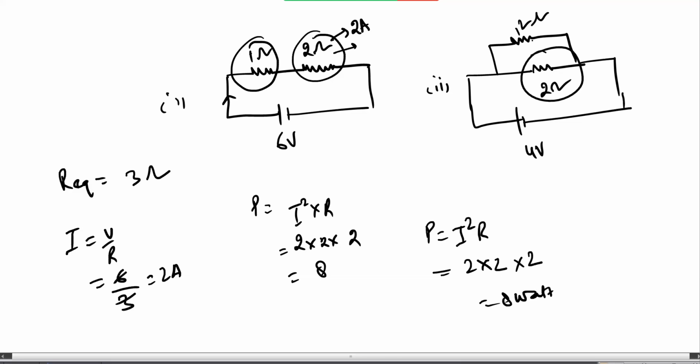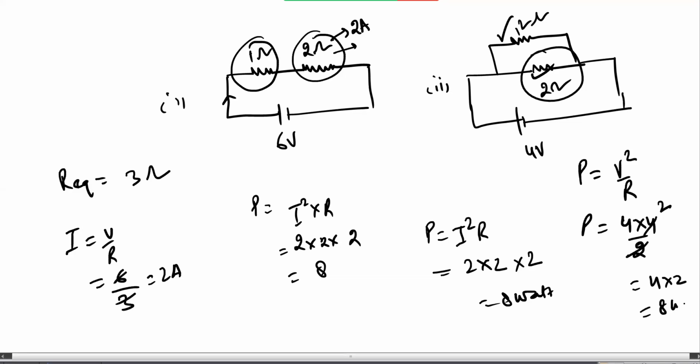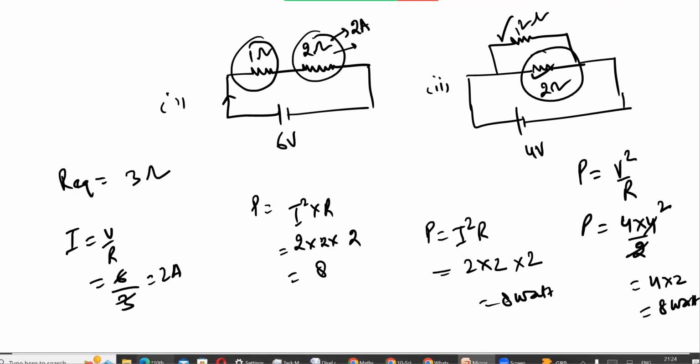And here, this resistor is going to get the voltage 4 volt, because they are connected in parallel, and in parallel voltage remains same. So this resistor will also get the 4 volt. So we will use the voltage and resistance formula. P is equals to V square by R. V is 4 into 4 divided by 2. You will get 2. So 4 into 2, you will get 8. 8 watt. Understood? Yes, sir. Okay.